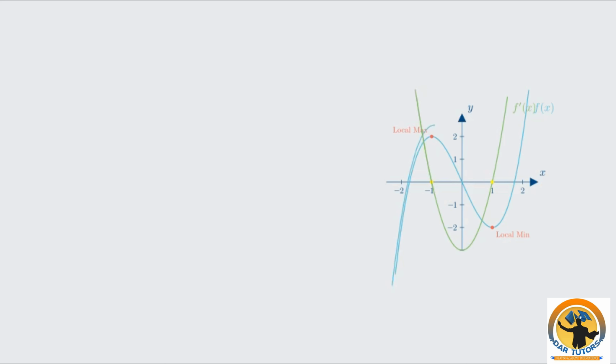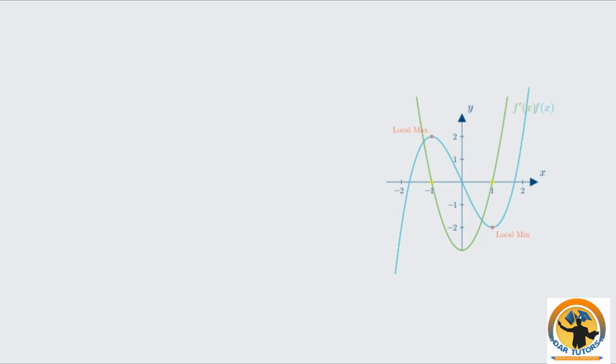For x less than -1, f of x is increasing, and f prime of x is positive. Between -1 and 1, f of x is decreasing, and f prime of x is negative. For x greater than 1, f of x is increasing, and f prime of x is positive. This matches our graph of f prime of x.